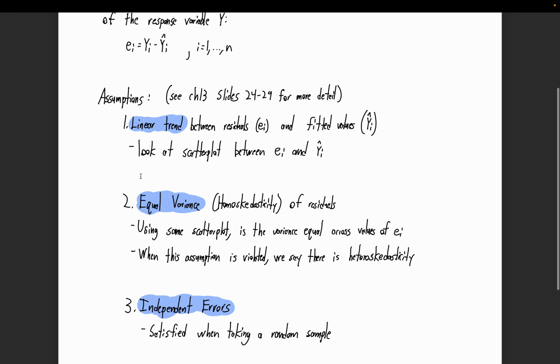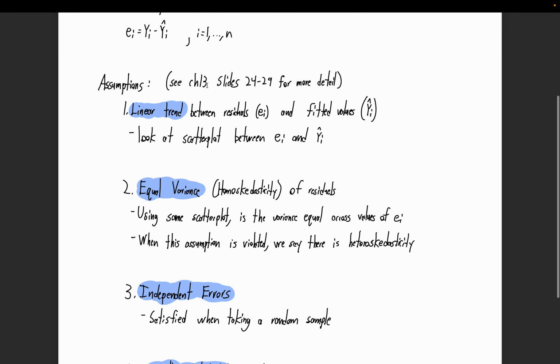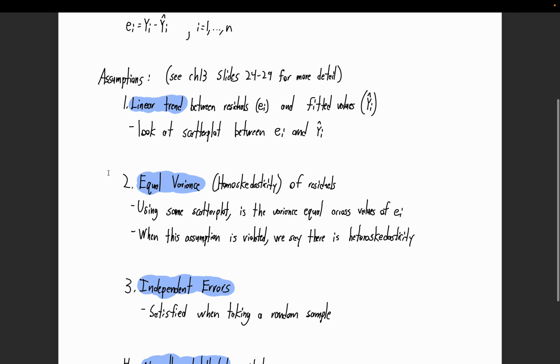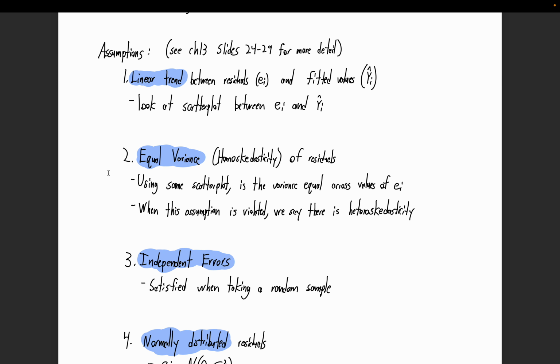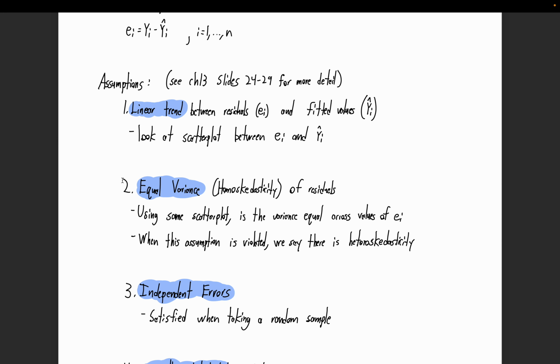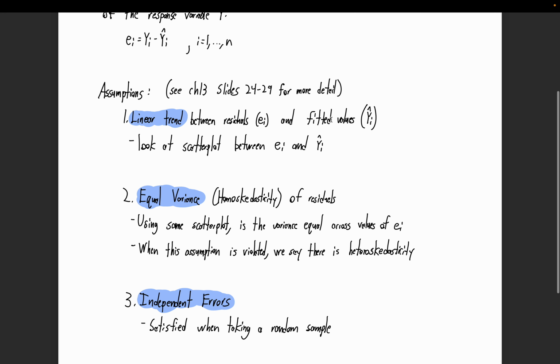So assumptions, let's go through them, and we'll look at the slides in a moment, from chapter 13, slides 24 to 29, to see a little bit more detail. The first is that we need a linear trend between the residuals and the fitted values, y hat. The way we'll do that is we'll look at a scatter plot between the residuals and the fitted values.